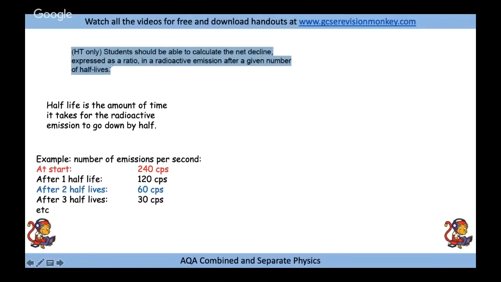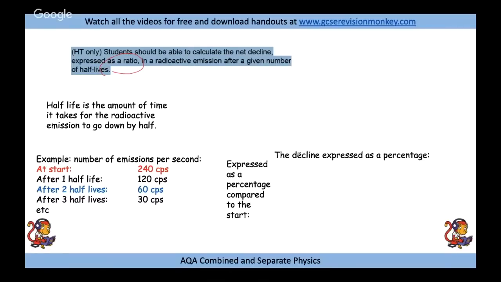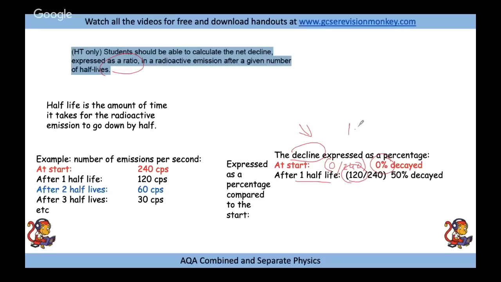How do we express this as a ratio then? Well, I've expressed it as a ratio and a percentage just to have it all down there. So the decline, that means the reduction, expressed as a percentage. So at the start, we've got 0% decayed. So what would that be? 0 out of 240. After one half-life, half of them have decayed, 120 out of 240. So what would that be as a ratio? 1 to 2. 50% have decayed.